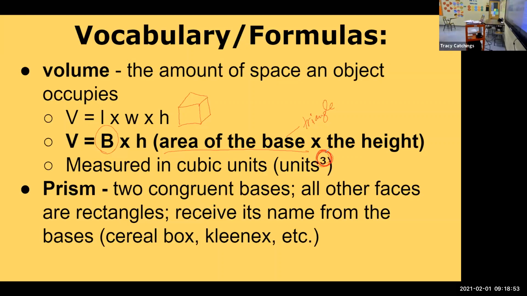All right, somebody tell us about a prism. Two congruent bases, all other faces are rectangles, receive its name from the bases, cereal box, Kleenex, etc. All right, so a prism has two congruent bases, all the other faces are rectangles, like I already stated. A triangular prism has bases that are triangles. A pentagonal prism has bases that are pentagons. So we just have to remember, what's that base? Everything else will be those rectangles. All right, two formulas: length times width times height, and overall, the base times the height.